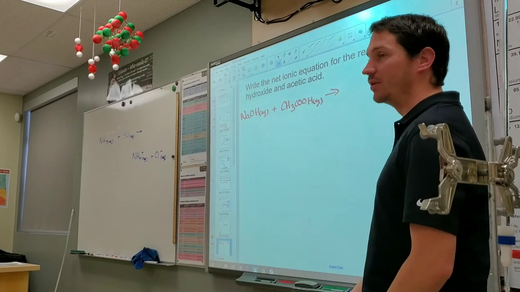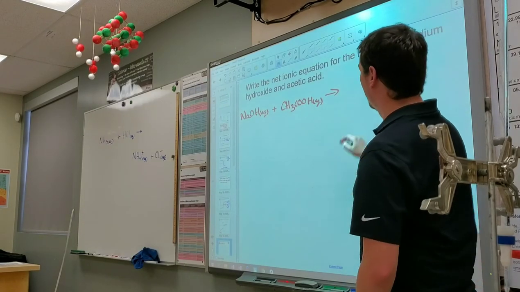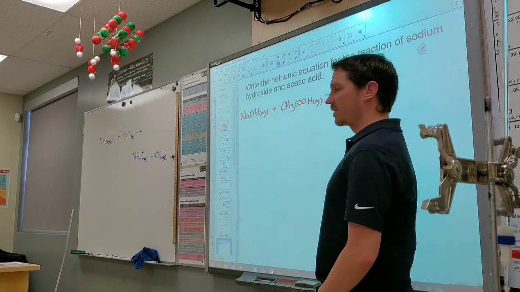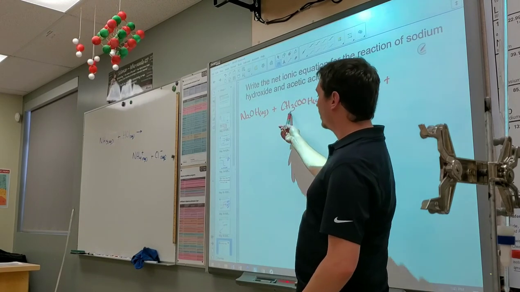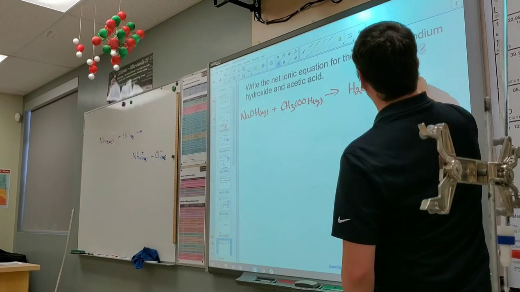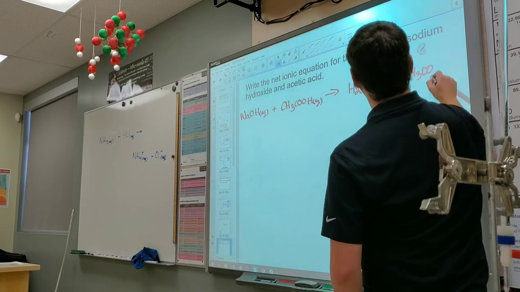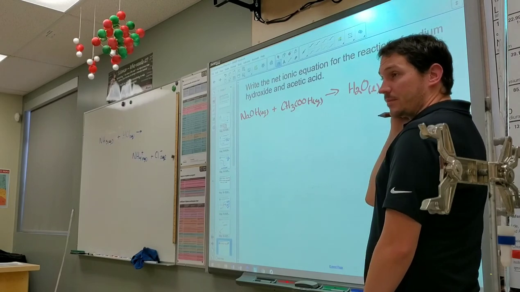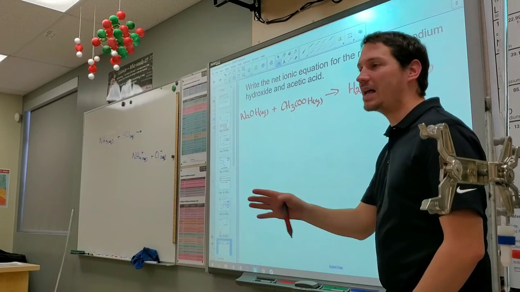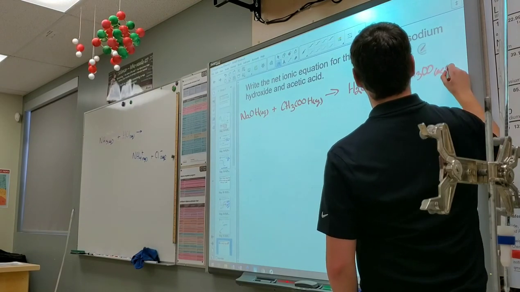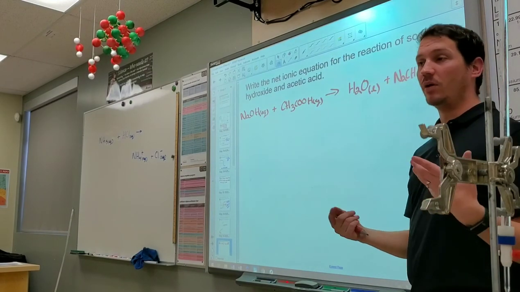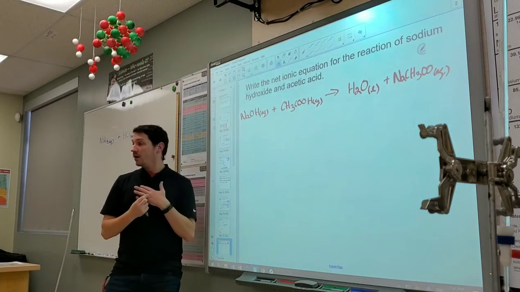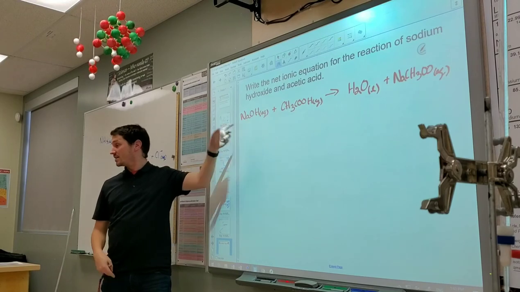I'll give you a hint. We've already written this down once. Water and the sodium acetate together, right? Now what I want to ask you is, is sodium acetate soluble? Yes. It's sodium, so it has to be soluble. So aqueous. Is there anything in here that does break apart when we add it to water? Yes. The sodium hydroxide. It's a strong base.